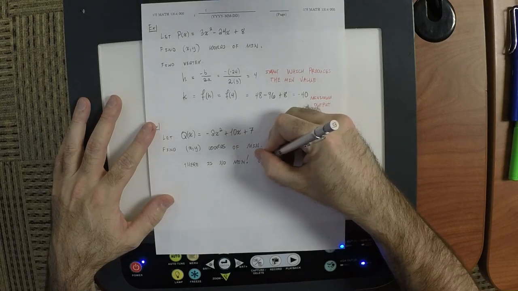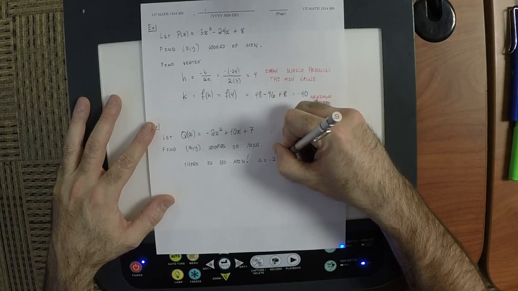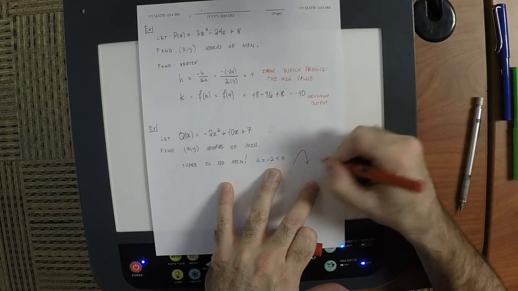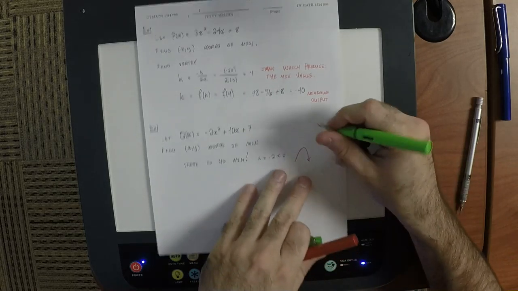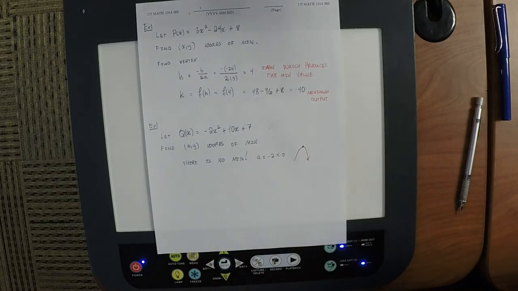Because, what is A for this one? Negative 2 is negative. So this parabola, if you were to look at it, looks like this. To put it a funny way, if you were to respond to this question by finding the vertex and then saying the minimum occurs at the vertex, you literally could not be any further from the truth. Because I asked for the minimum and you provided for me the maximum.